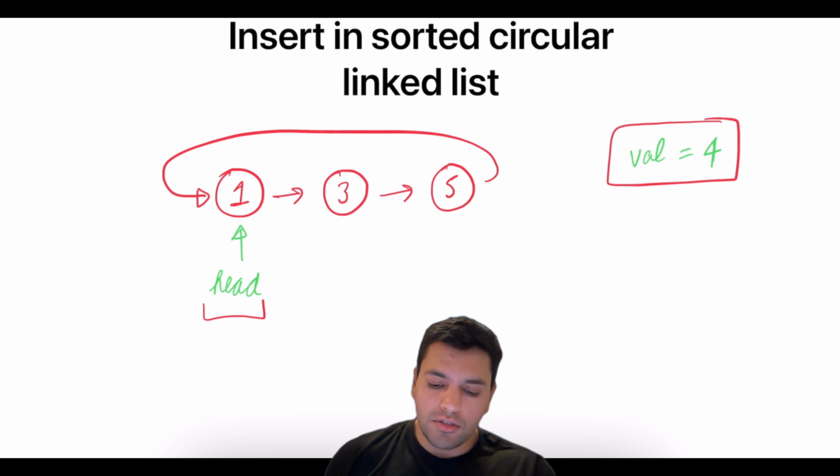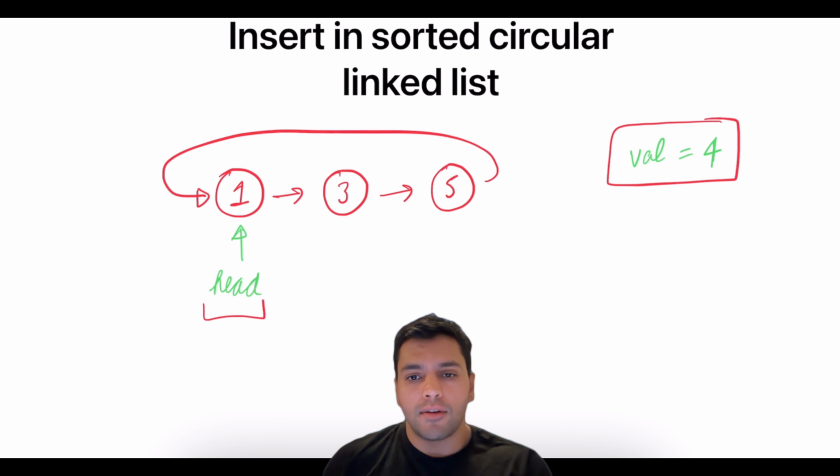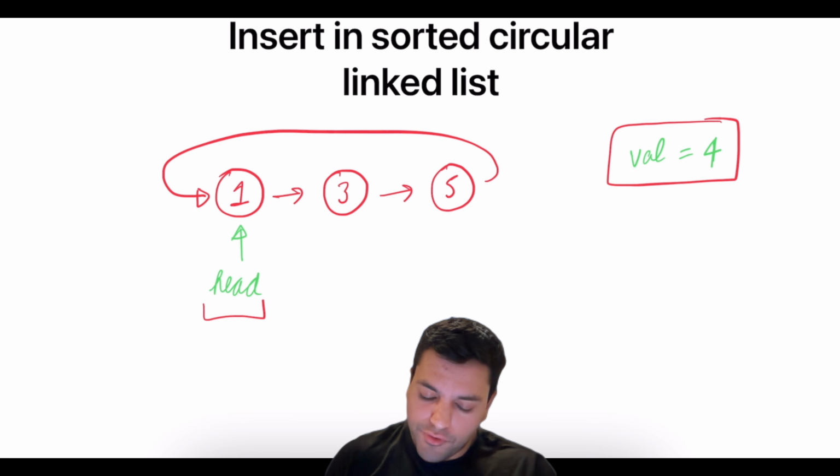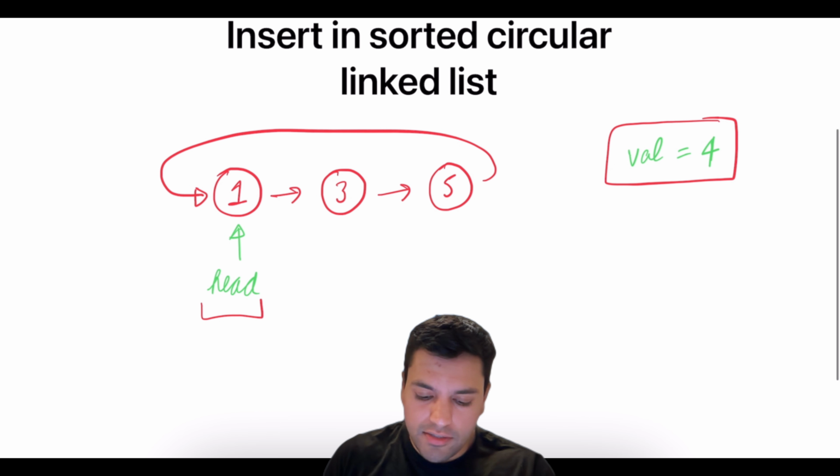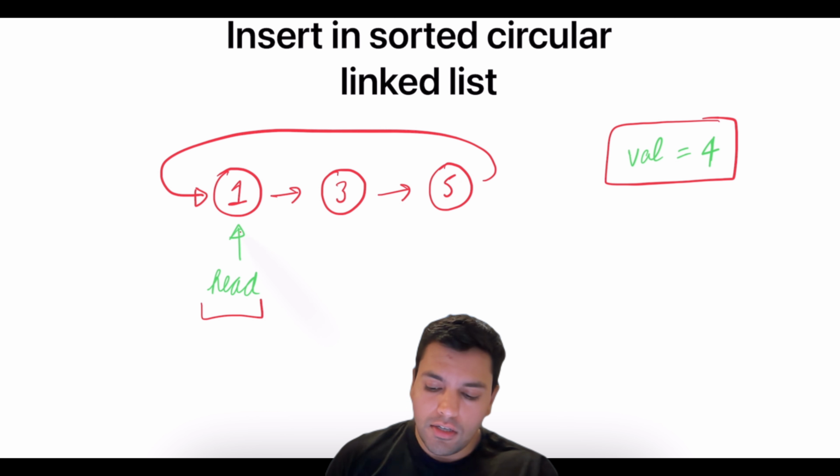Today we'll be solving the question of inserting a node in a sorted circular linked list. So here in this example, we are given a circular linked list. In this circular linked list, the head is pointing at node 1 and we have to insert a value 4 in this linked list.